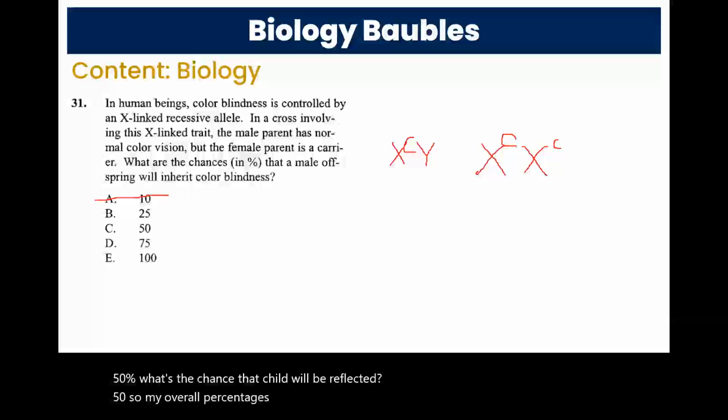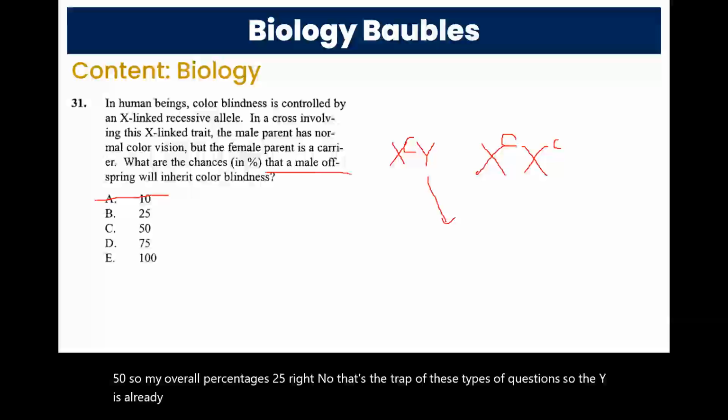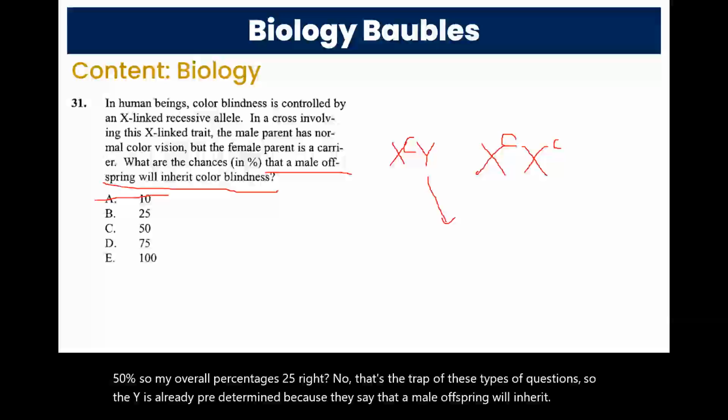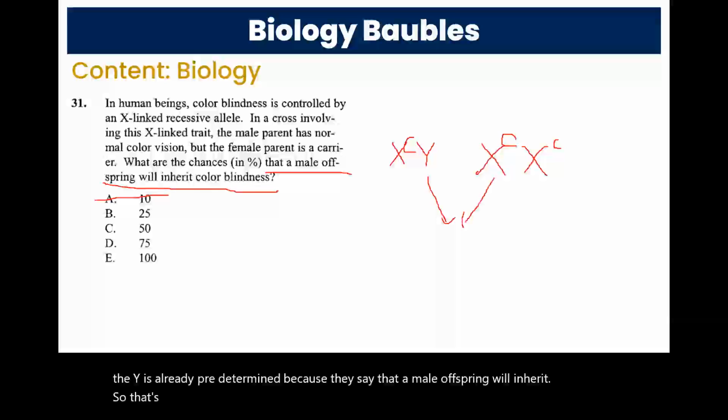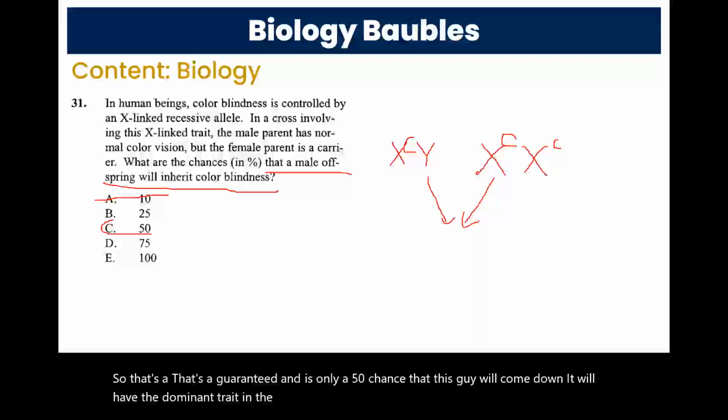Nope. It's the trap of these types of questions. So the Y is already predetermined because they say that a male offspring will inherit. So that's guaranteed, and there's only a 50% chance that this guy will come down and will have the dominant trait in the male. So that's just a straight up 50%.